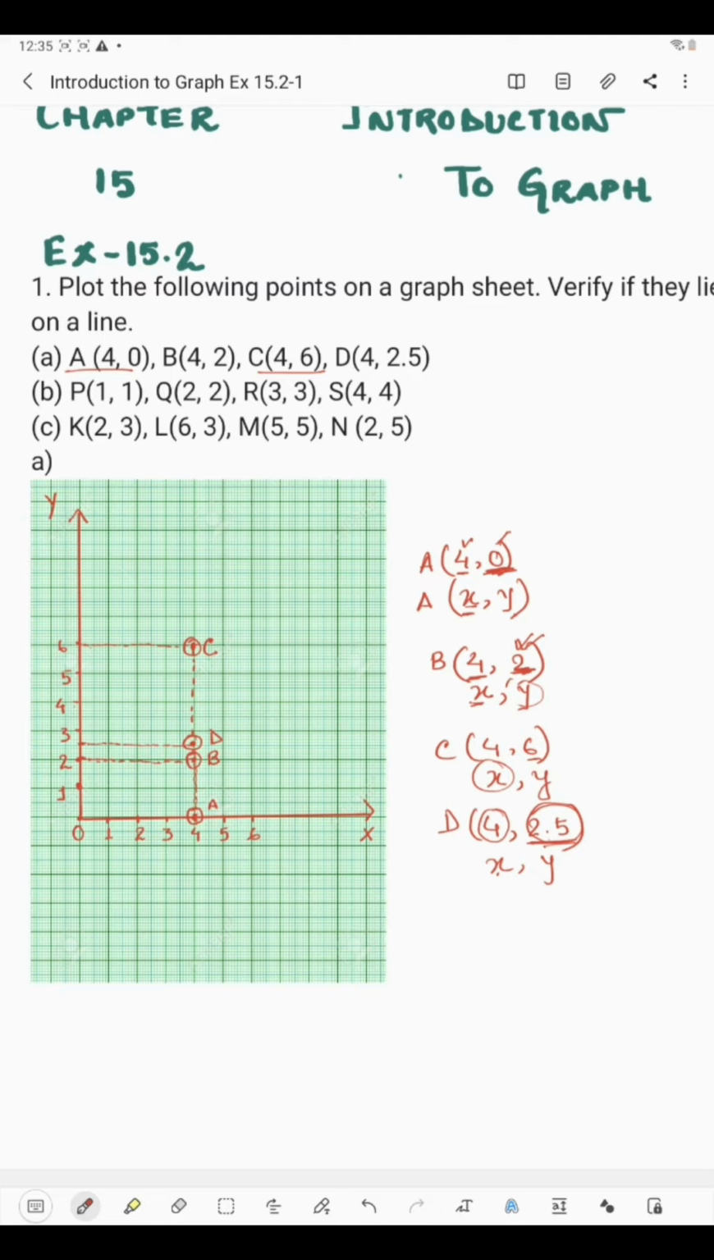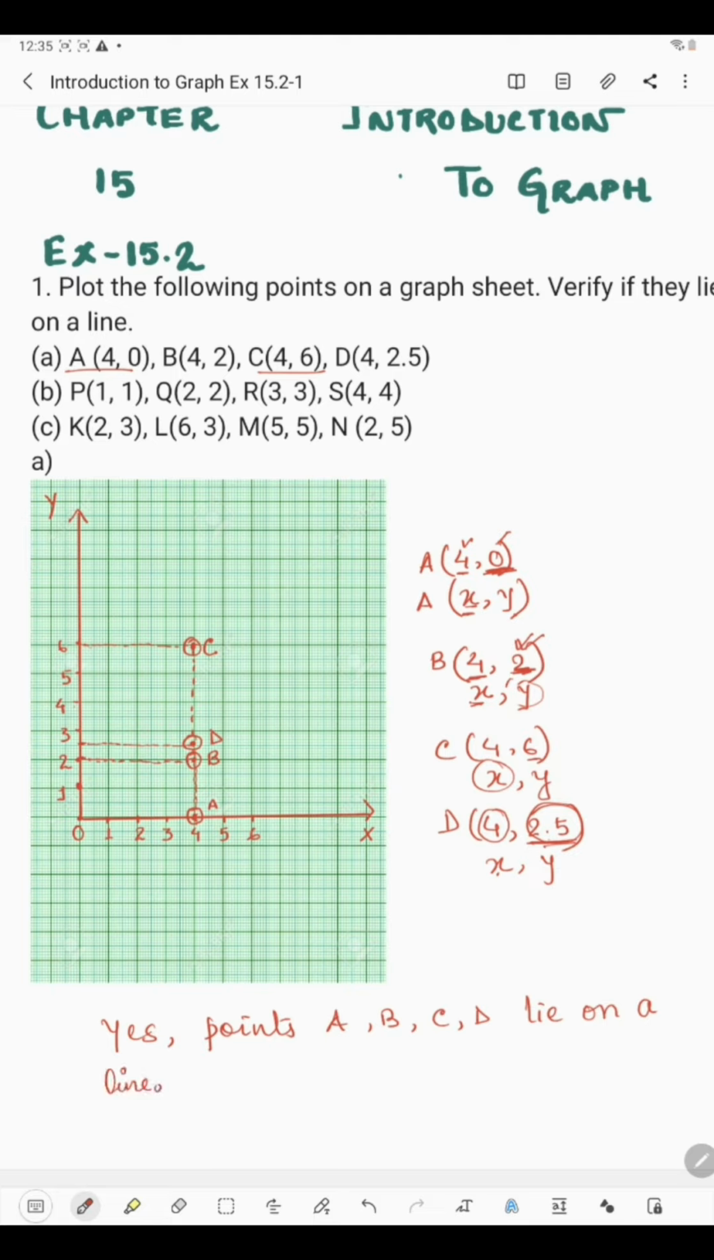So we'll write yes, points A, B, C, D lie on a line.